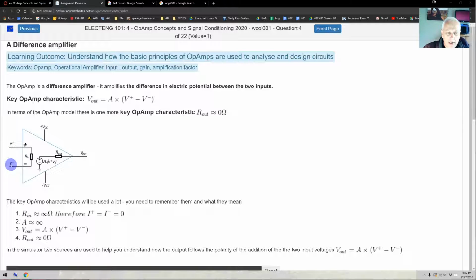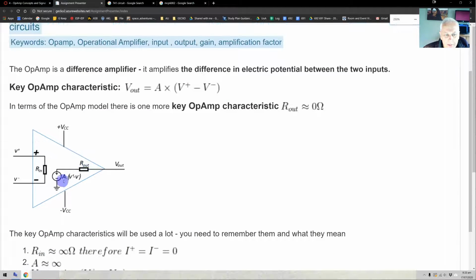Well, what we've got is a model for the output here, that how that is described is some sort of amplification factor A, which we know, I've told you, is really high, 100,000, okay, at least. And then it's multiplied by the difference in the two voltages. So let's have a look at this, V plus minus V minus.